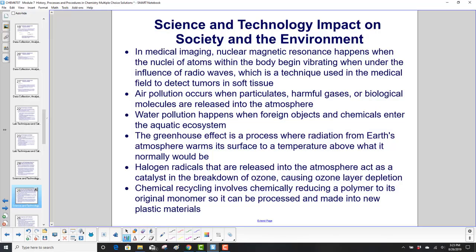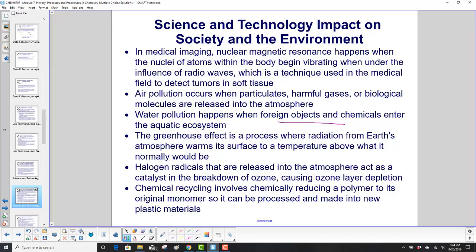Air pollution occurs when particulates such as harmful gases or biological molecules are released into the atmosphere. We have water pollution when foreign objects and chemicals enter the aquatic ecosystem. Then, of course, there's the greenhouse effect, which a lot of people talk about. That's the process where radiation from the Earth's atmosphere warms its surface to a temperature above what it normally would be. The good part about that is we're warm. The bad part about it is when we get too warm, that can lead to global warming and other negative things.